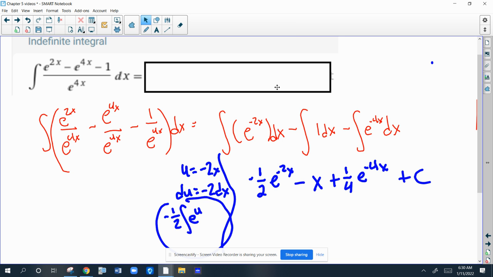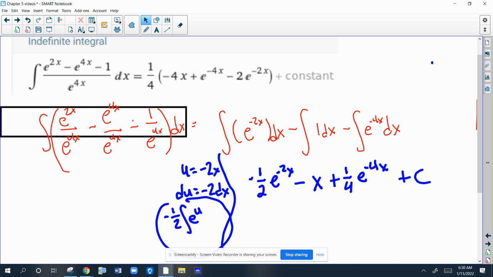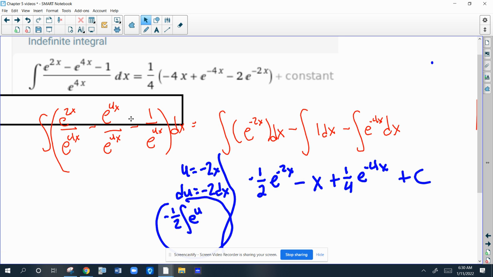Let's see what Wolfram Alpha said. They factor out 1/4, which we're used to doing, but other than that, that looks correct. So hopefully that was a relatively easy one. You just have to remember to split up a fraction when you have one term in the bottom. That's a nice strategy to use.